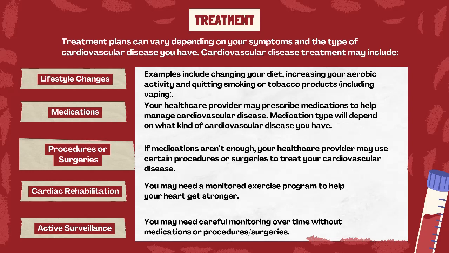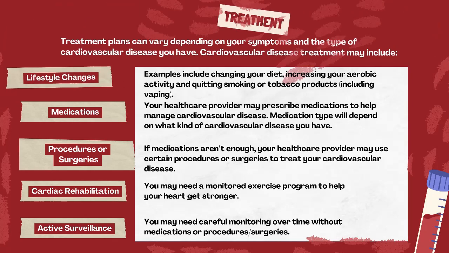And when we talk about medication, your healthcare provider may prescribe medications to help manage cardiovascular disease. Medication type will depend on what kind of cardiovascular disease you have. Procedures or surgeries. If medications aren't enough, your healthcare provider may use certain procedures or surgeries to treat your cardiovascular disease. Cardiac rehabilitation. You may need a monitored exercise program to help your heart get stronger. And lastly, the active surveillance. You may need careful monitoring over time without medications or procedures or surgery.